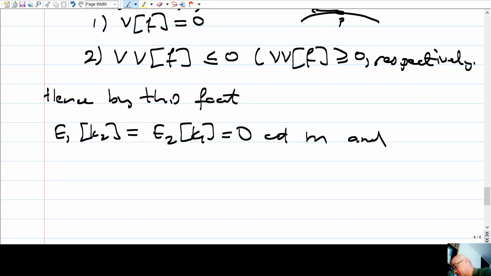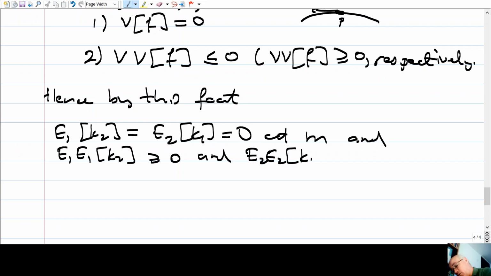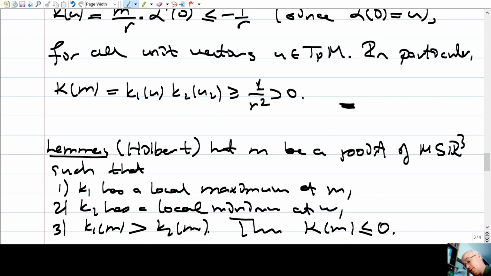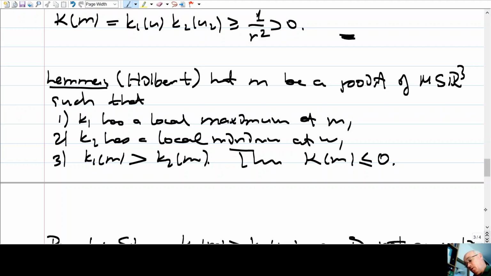And the second derivative of K2 along the vector E1 is positive, and the second derivative along the vector E2 of K1 is negative at M, because K2 had a minimum and K1 had a maximum, right? So, okay, yes, okay.